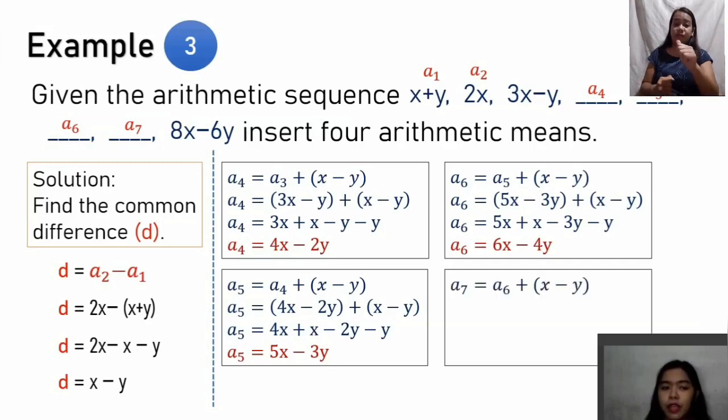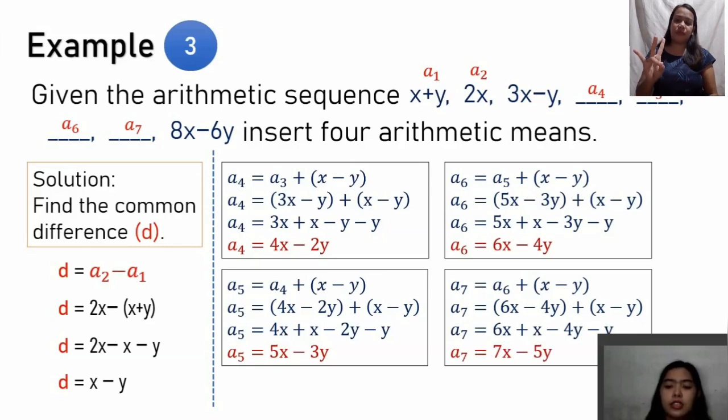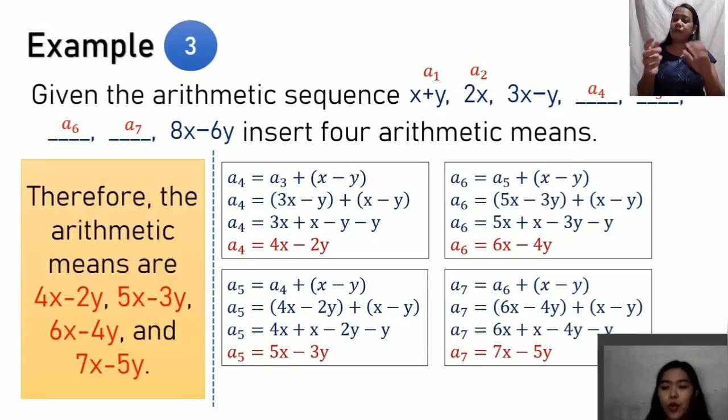The last term, a sub 7, that is a sub 6 plus the quantity x minus y. A sub 6 is 6x minus 4y, so plus x minus y. Then simplifying, that is 6x plus x minus 4y minus y. So our a sub 7 is 7x minus 5y. Therefore, the arithmetic means are 4x minus 2y, 5x minus 3y, 6x minus 4y, and 7x minus 5y.